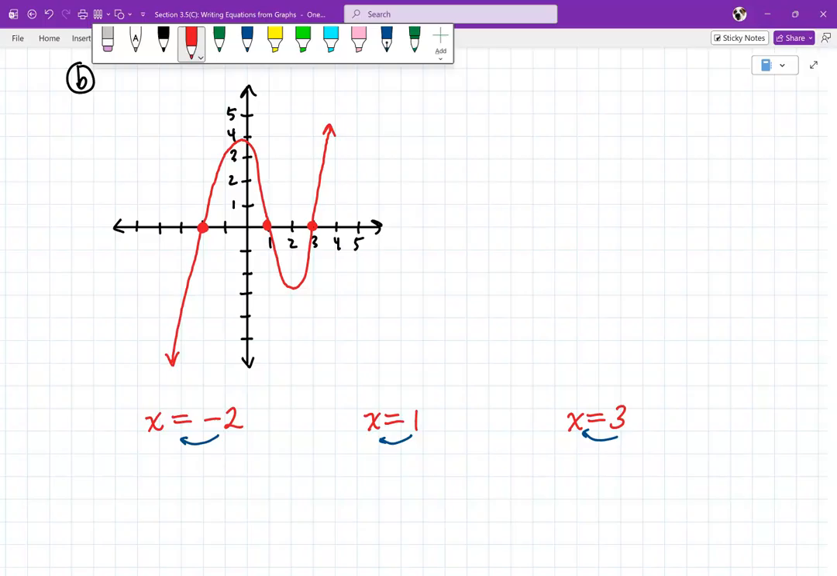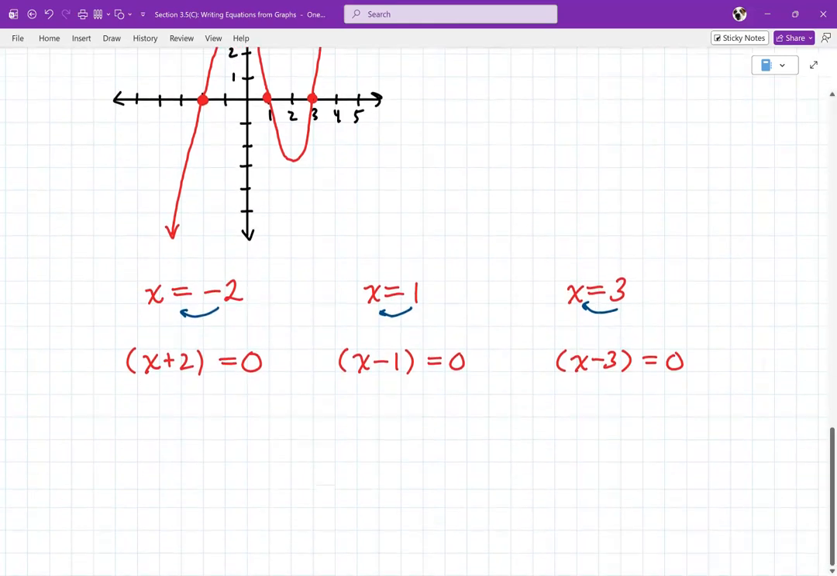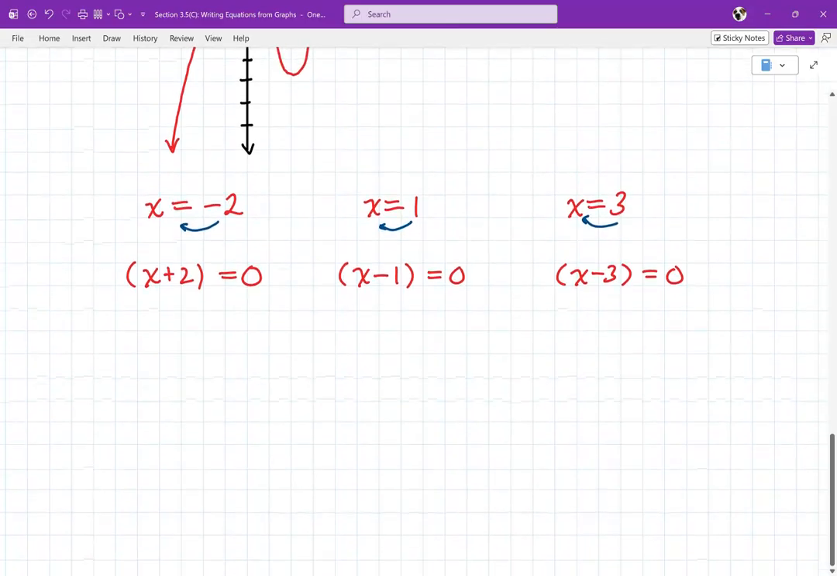So they should look like this. X plus 2 equals 0. X minus 1 equals 0. X minus 3 equals 0. That's what it should look like. And I put parentheses around it because I know I've got to multiply these out. So once you do that part, now get all your factors, multiply them together, and then you're done.